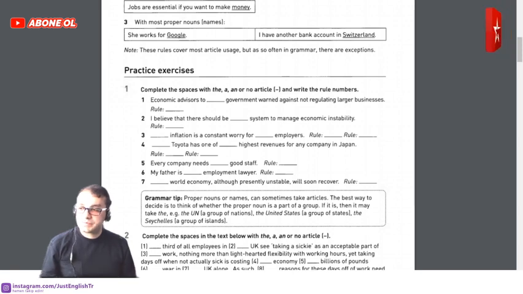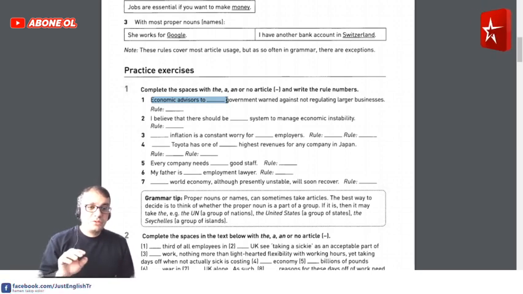What are we going to use here? Who can give me the answer? I see there are some fluctuations because I have three screens here and I'm watching all the chat and requests. So let's go for the first: "Economics advisors to..." what are we going to put here? "The," "a," or what? Who can give me the answer? Marwa, Zainab, Murad, who can give me the answer?